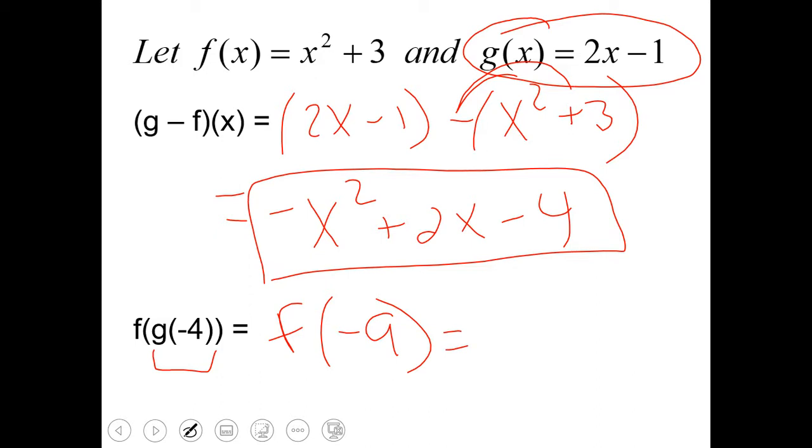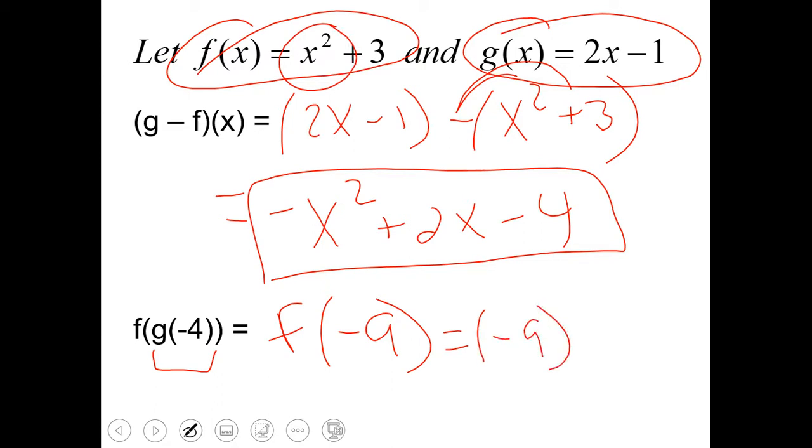F of negative 9 means go to the F function. Everywhere there's an X, you're going to put a negative 9. And of course, you're going to use parentheses there when you square it. If you square a negative 9, you get an 81 plus 3 gives you a final answer of 84. Generally speaking, if you're putting numbers in, you get numbers out. If you're putting variables in, then you get variables out.